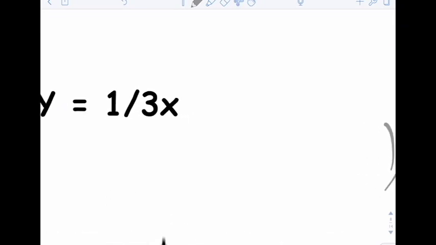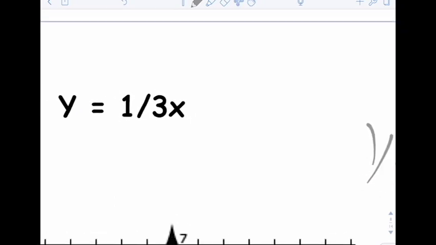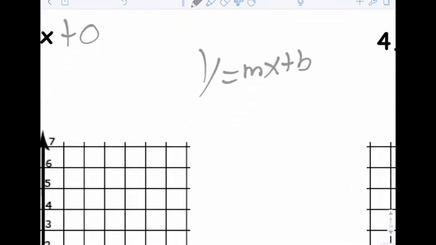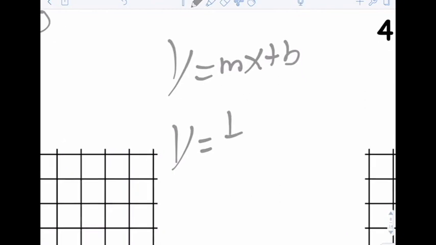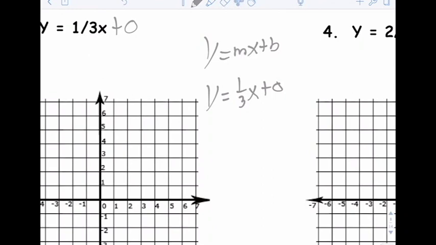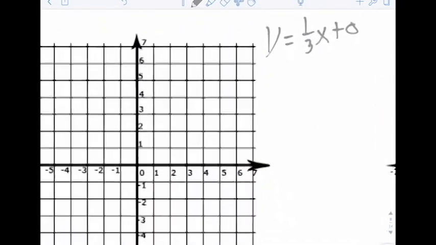But this time, you do not have the y-intercept. So the y-intercept would normally be plus 2 or plus 1, something like that. In this case, we don't have it, so the y-intercept is just plus 0. Okay, so y equals 1/3x. You don't even need the plus 0 here. I'm just writing it for you to understand.